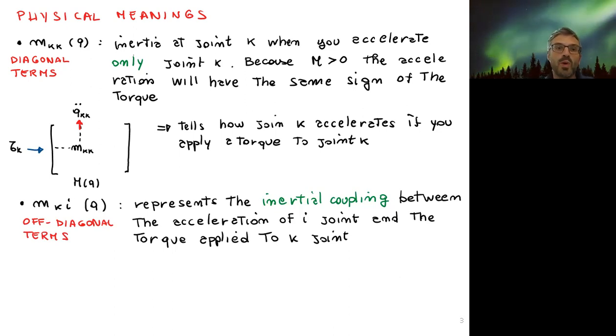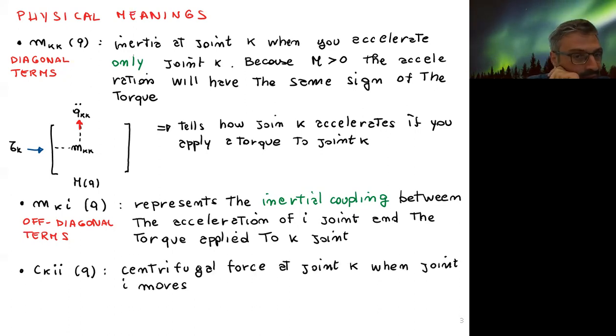And the way it will move is determined by this coupled M_12 term. And instead, for the Coriolis term, you need to go back to the equation, the scalar version of the equation of the dynamic model that we did last time.